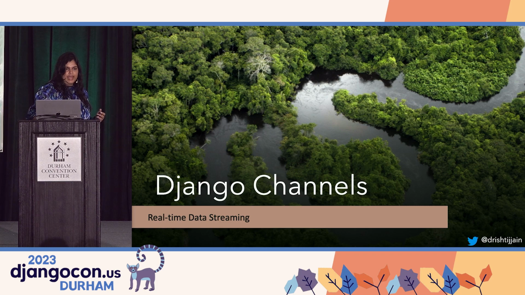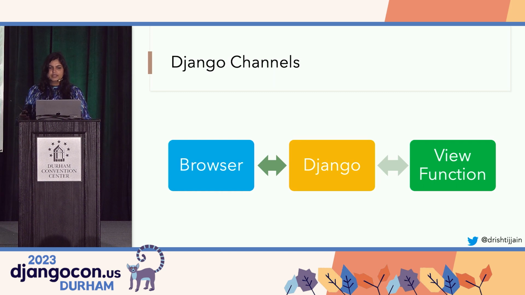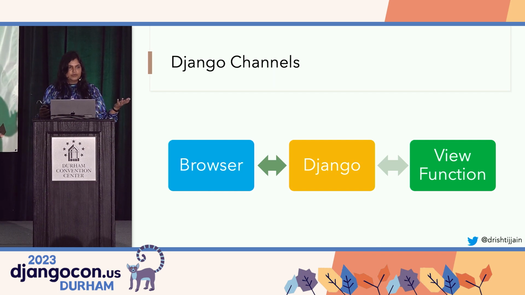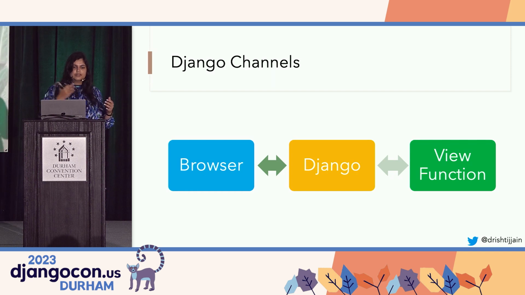In Django, we have Django Channels. You simply do a pip install for channels, and Django Channels is ready for use. Now, what is the need of having Django Channels? At its core, Django is built around the single concept of having requests from the browser, going to the view function, fetching the response, and returning it back to the browser. This is at its core how Django works.